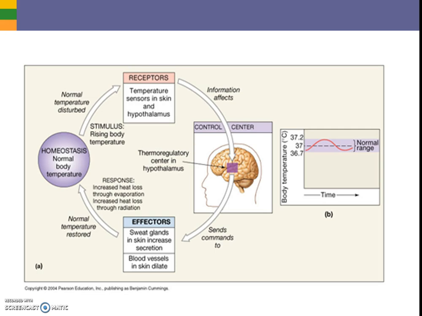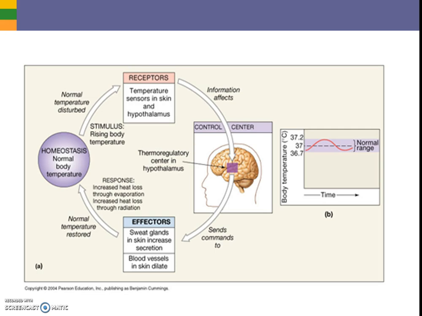Now, in this case, since the rising body temperature was taking us to the upper limits of our normal range, the control center, the hypothalamus, sent messages via nerves, which were the effectors, to a couple of places. It sent them to the blood vessels in our skin and caused them to dilate. That's why we get red when we run or when we're in a hot situation. Those of us with fair skin tend to be able to see the blood vessels getting closer to the surface of the skin.